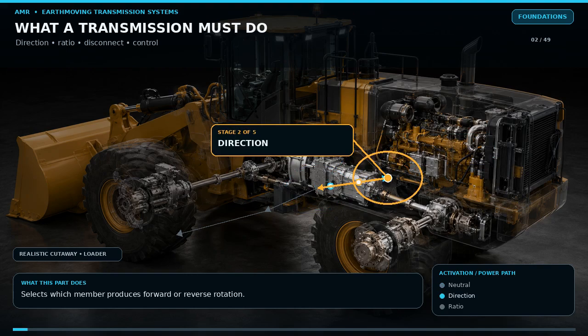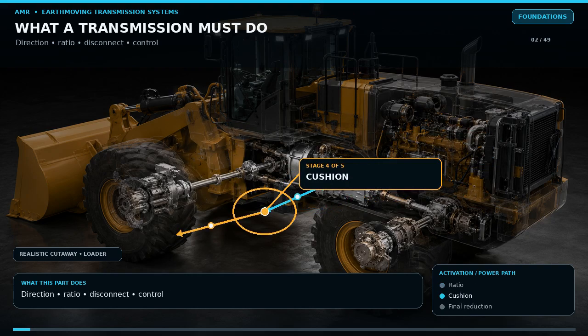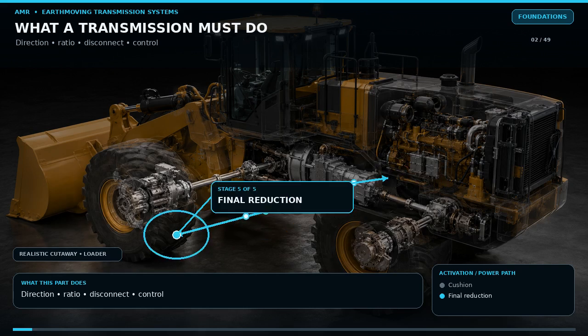First, it provides neutral, which interrupts the torque path. Second, it selects direction. Third, it changes the ratio. Low gear reduces speed and increases wheel or track torque, while high gear allows more travel speed. Fourth, it cushions engagement so the driveline is not shocked. Some systems do this with a clutch, some with oil in a torque converter, some with variable pump displacement, and some with an electric motor. The final drives then provide the last speed reduction before the sprocket or wheel.